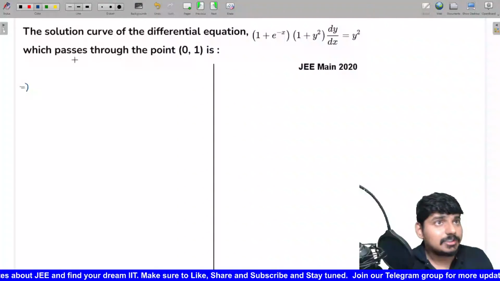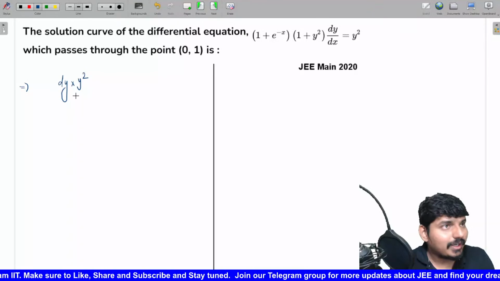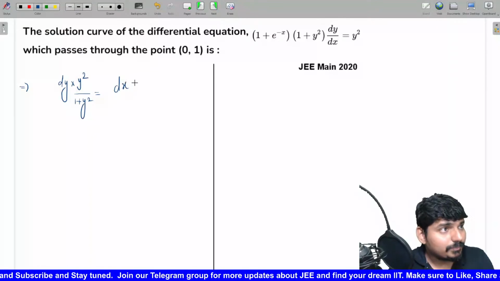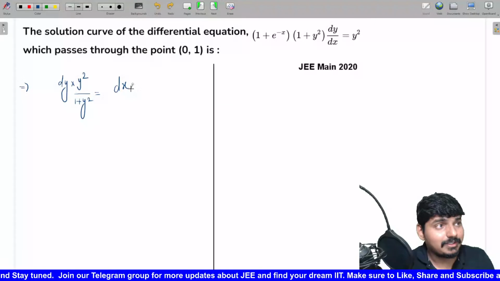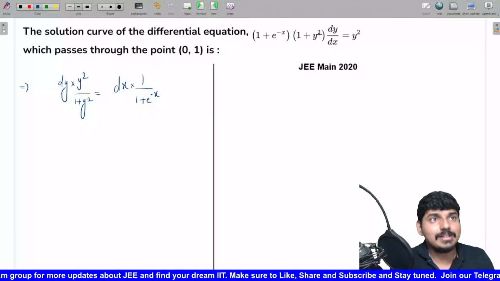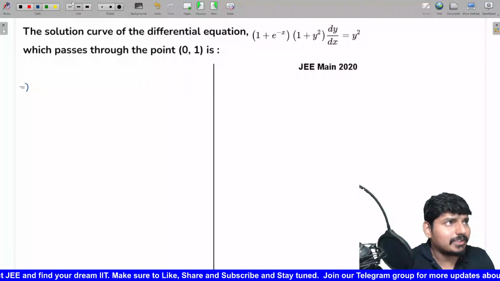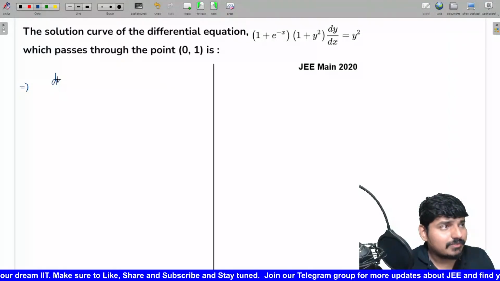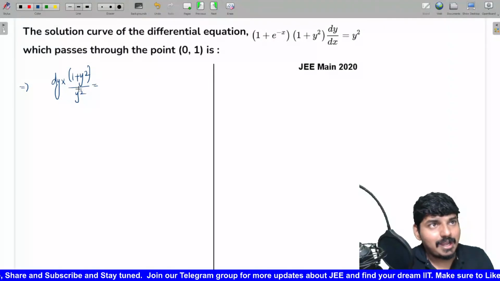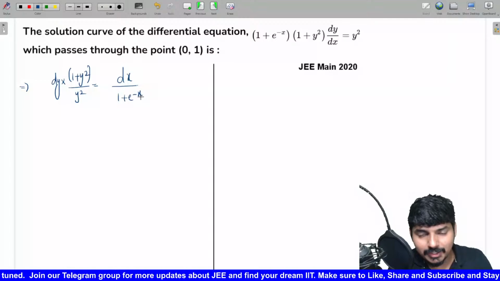So what am I going to get here? I can write dy into (1 plus y square) divided by y square, and that is equal to dx divided by 1 plus e raised to minus x. I'm writing the dy terms along with dy, and along with dx, the x terms. Is this clear for you, everyone?